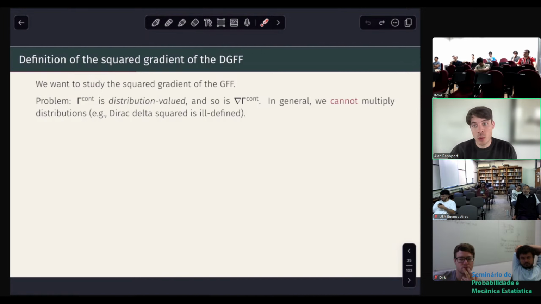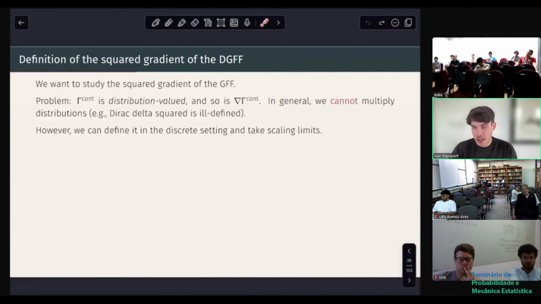But in particular, what we can never do is multiply, at least in the usual sense, two distributions. So we can never take the square because that's ill-defined and you need some way around to work with that. So basically, what we will do is, okay, let's define this in the discrete case and then take a limit.